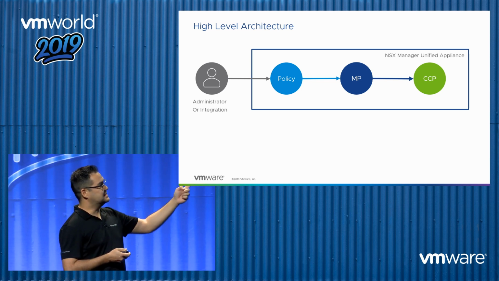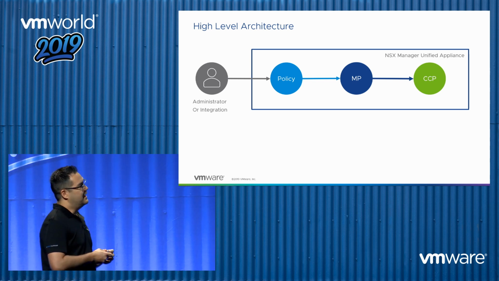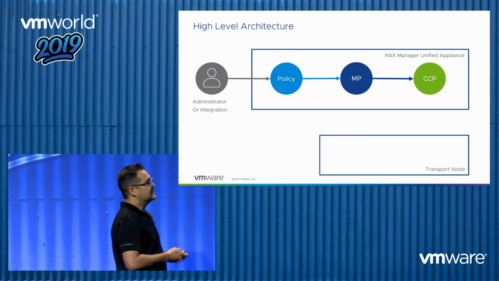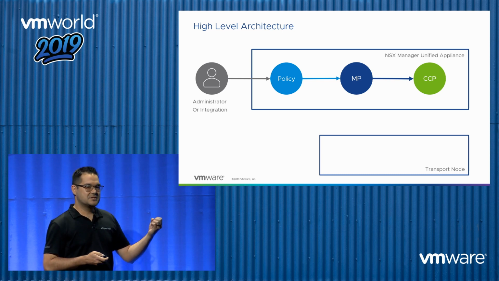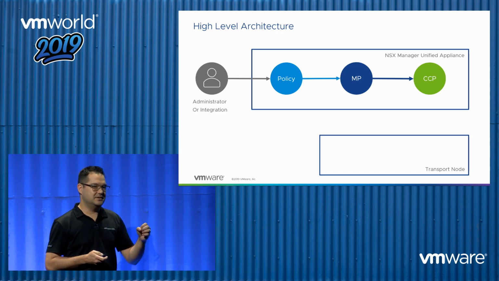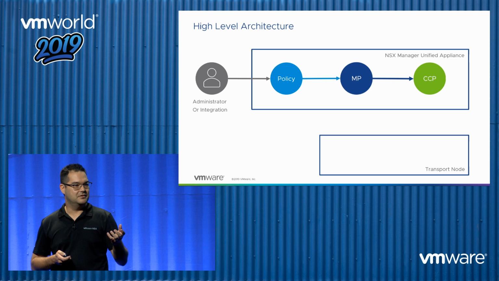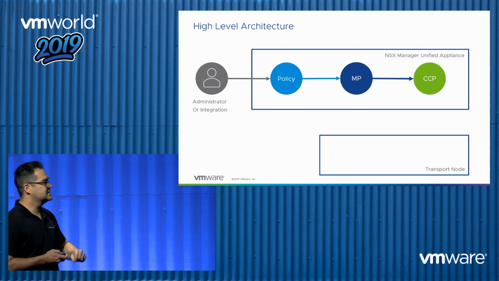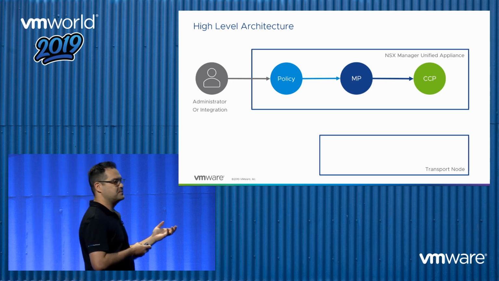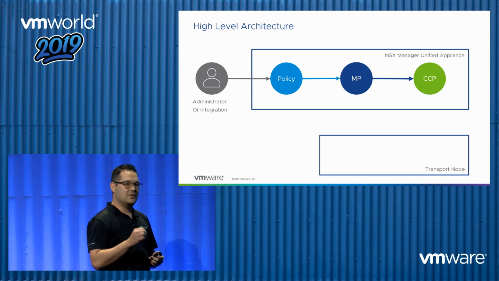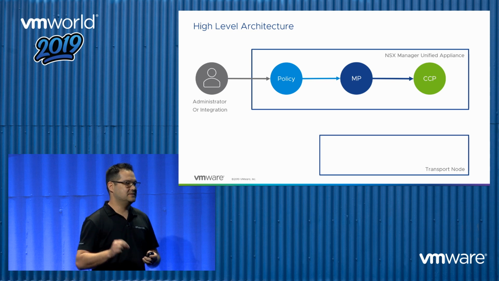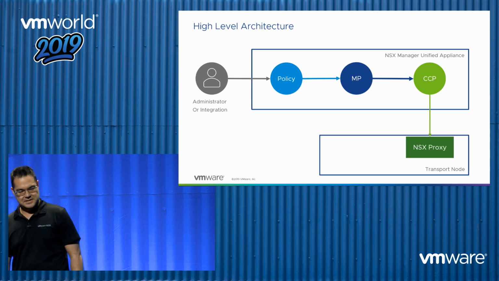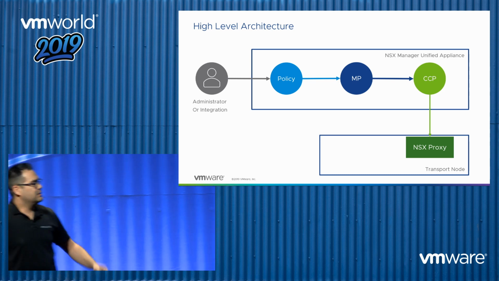From there, it passes it to the management plane, and from there, it passes it on to the centralized control plane. The centralized control plane is responsible for figuring out where that configuration needs to be pushed or published to for all the transport nodes. So it doesn't just publish everything to all the transport nodes, it does what they call a span calculation, and it figures out where that particular piece of configuration needs to be pushed to. It sends that through a message bus system to a component running on every transport node.